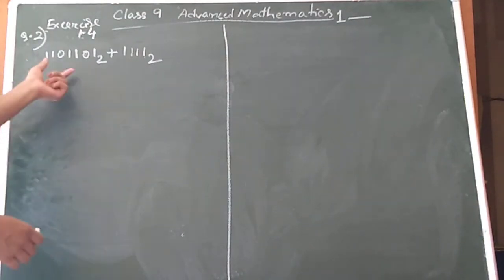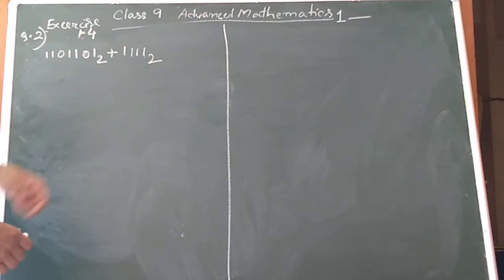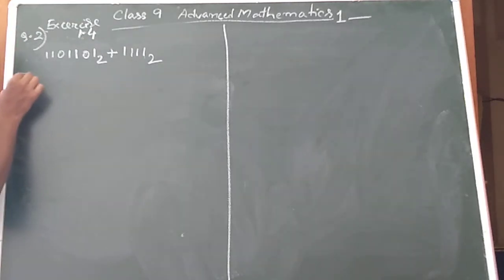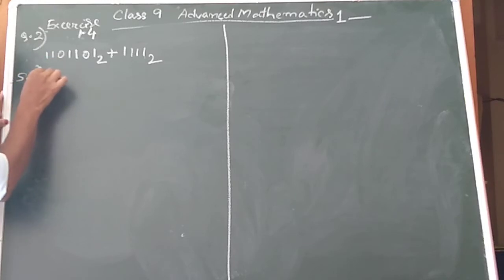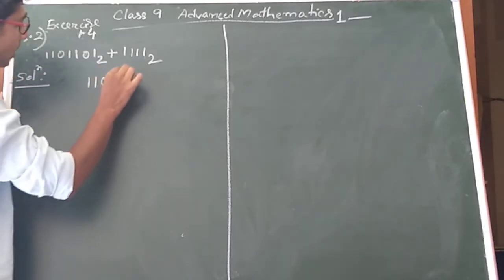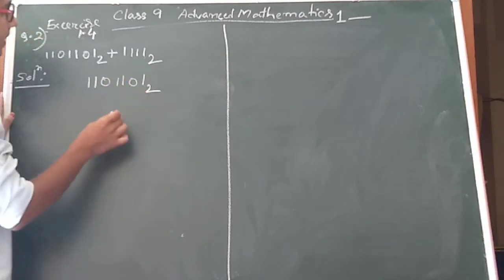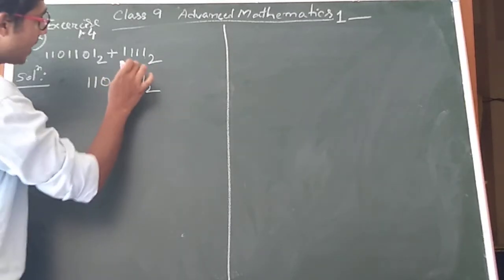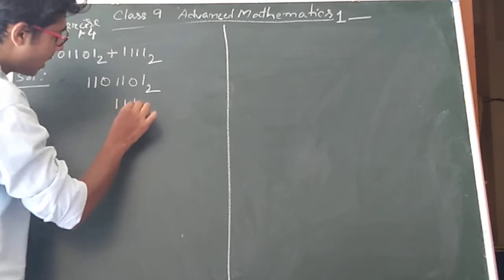Find the sum of these binary numbers and verify the result after finding the addition. How to add these two numbers, we have discussed already. The same thing we are going to do here: 1101101 base 2, here 2 means base, and 1111 base 2.